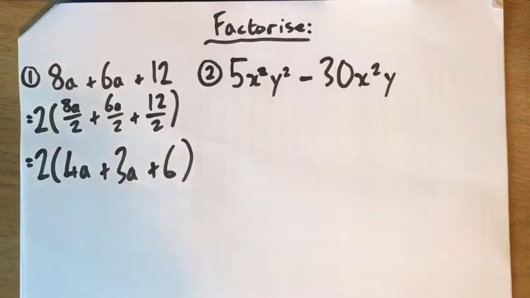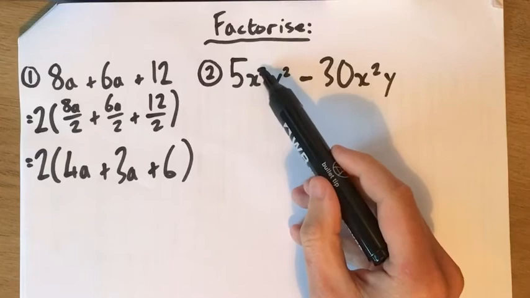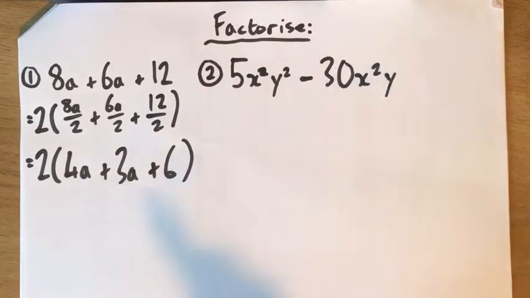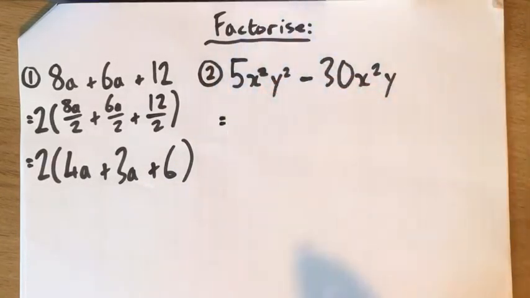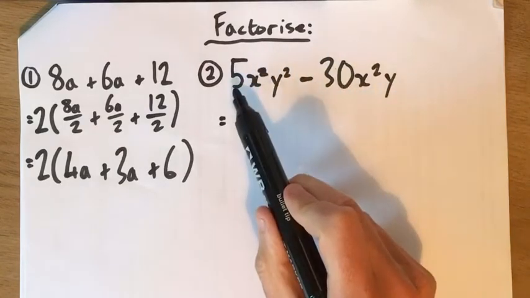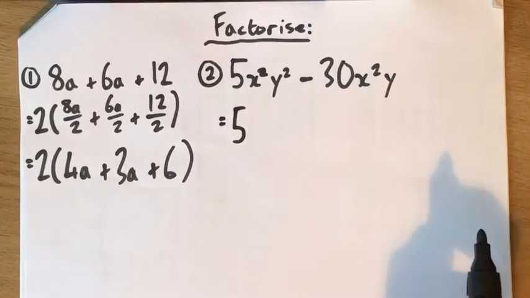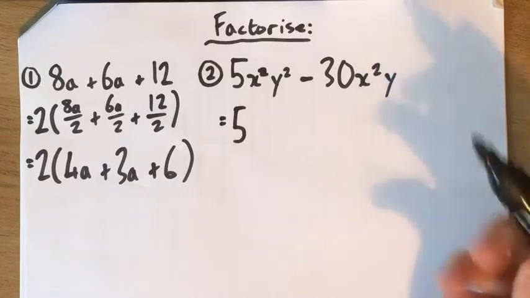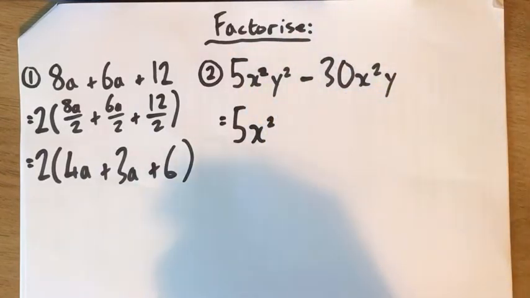All right, and then the last example I do is this one here. So this is meant to be 5x squared, that's supposed to be. So 5x squared y squared minus 30x squared y. Looks a bit trickier, but same method. What number divides into both of these? 5 and 30. 5 divides into both of them. X is common to both, and I've got x squared there and x squared there, so I can take out the x squared. You'll take out the highest power of whatever letter is there that you can.